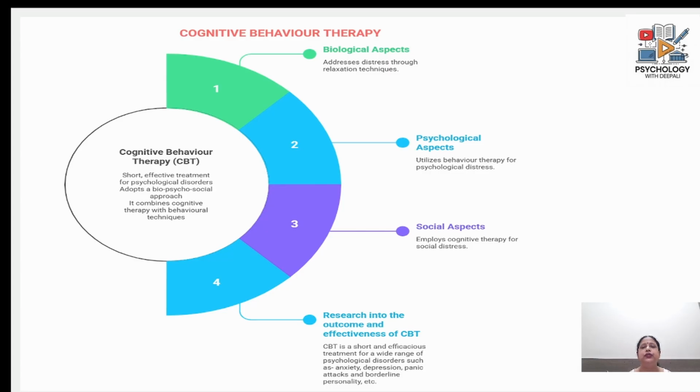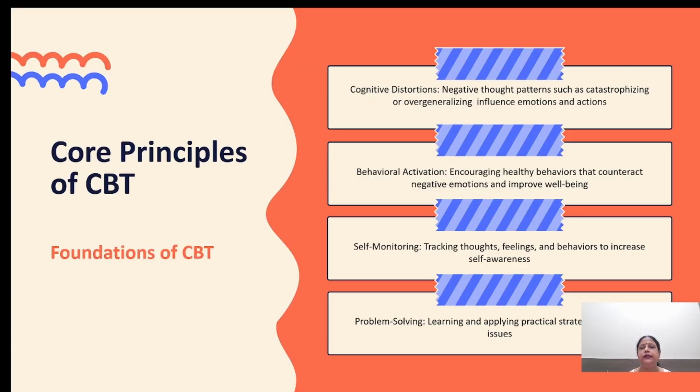So, research into the outcome and the effectiveness of CBT says that it is quite an effective therapy for various kinds of problems. It includes problems like anxiety, depression, panic disorders, or even borderline personality disorder. Now, what are the core principles of cognitive behavior therapy? Again, it's similar to cognitive therapy. It focuses on the cognitive distortions.